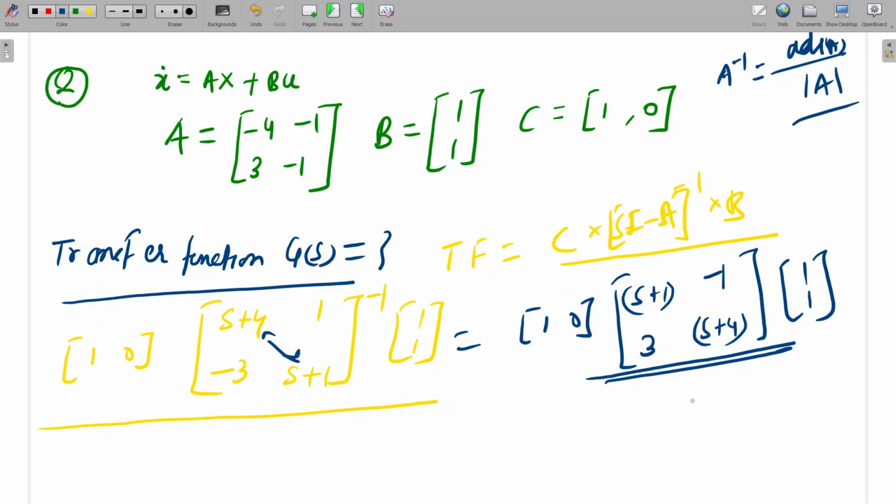Okay, I will write it. What will be the determinant of this? The determinant will be (s plus 4) into (s plus 1), plus 3. Is it clear up to now?